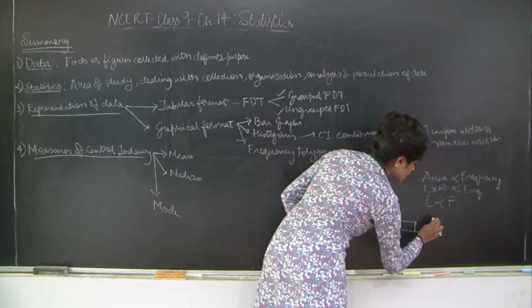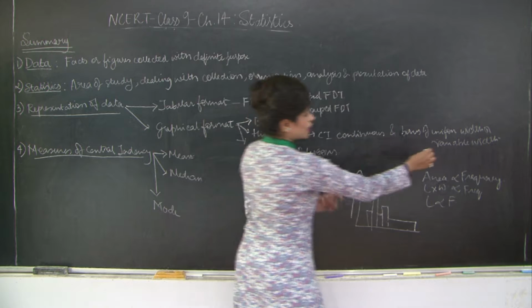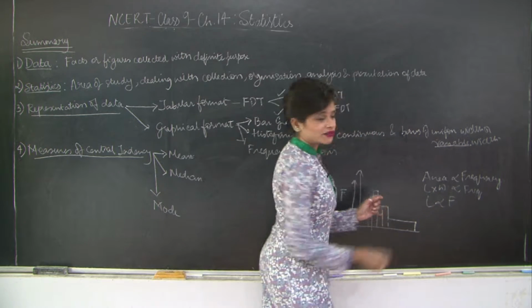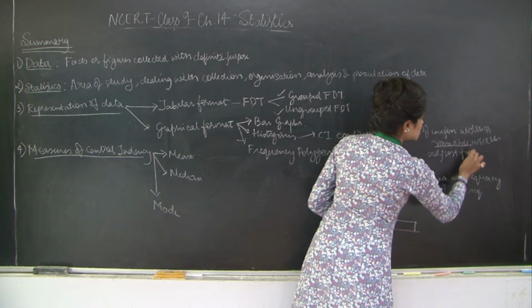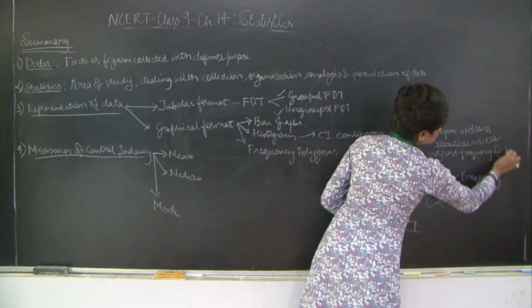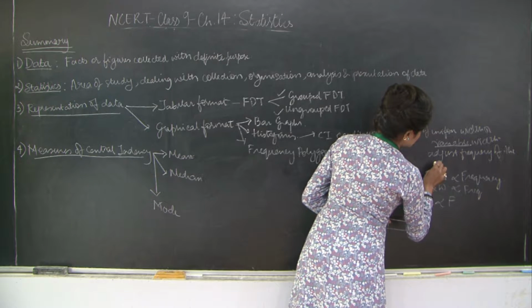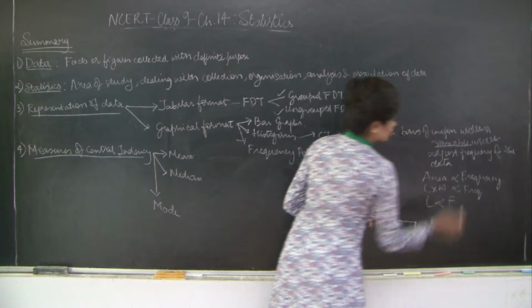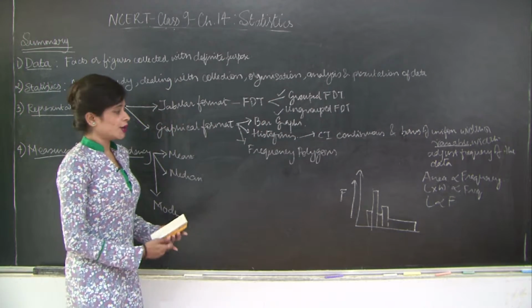So in variable width, you will have to adjust the frequency of the bars of the given data. Because of the given data, we are going to draw bars, right?